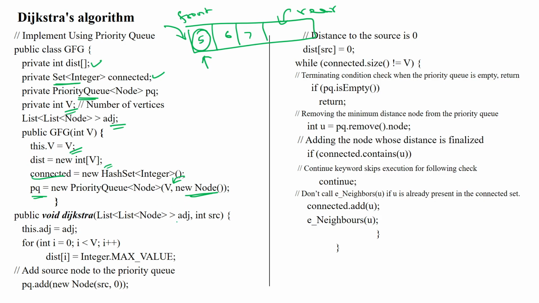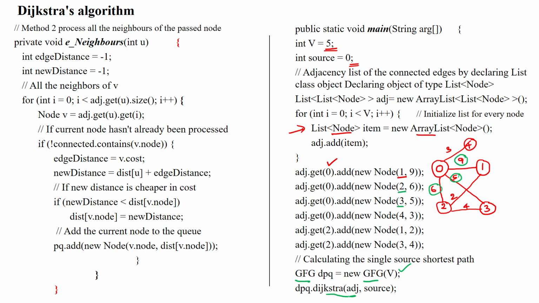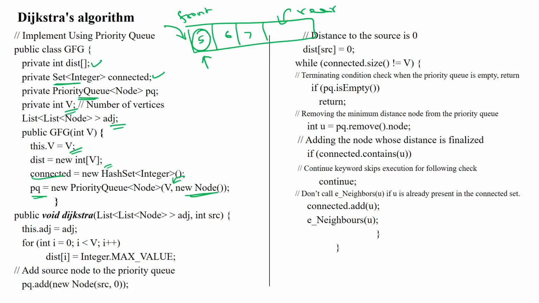Now we are calling the Dijkstra method by passing the adjacency list and the source vertex. Here the source vertex is 0. The source is already defined here, so the source and the adjacency list are passed. Here we have the adjacency list with all the vertices. Now Dijkstra is getting the values: the list of nodes, the adjacency list of all the vertices, and the source is 0.